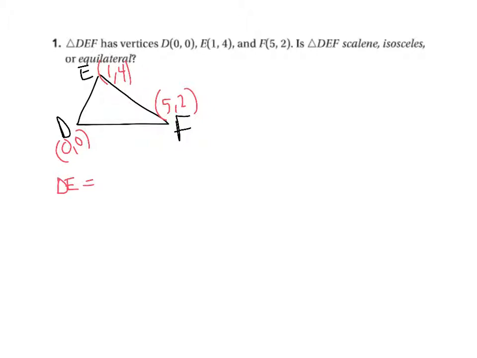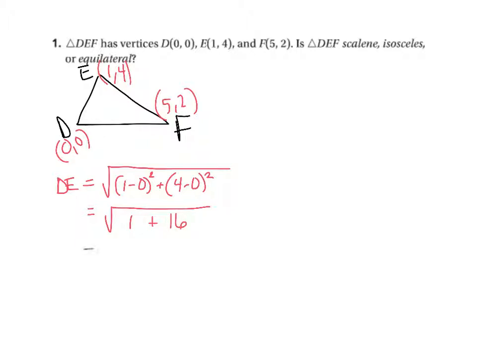The length of DE is going to be the square root of, if you look back at your formula if you need to, it's x minus x squared. So I'm going to do 1 minus 0 squared plus, then I'll do it with the y's, 4 minus 0 squared. And now let's simplify that. That's the square root of 1 squared plus 4 squared, and that equals the square root of 17. So that's how long DE is, the square root of 17.